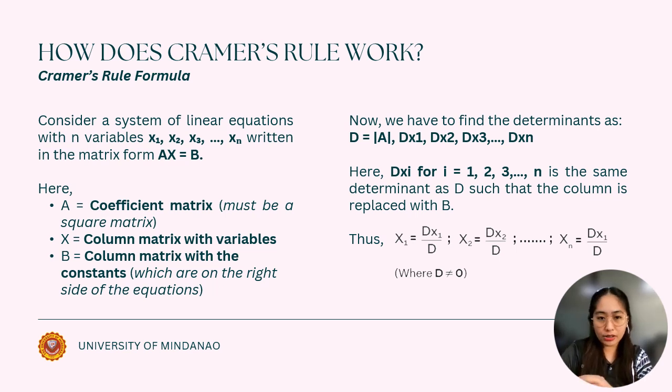So let's consider a system of linear equations with n variables, again, as discussed in the earlier slide. Now we have to find the determinants as seen on the screen. Here, D sub x_i, wherein i is equal to 1, 2, 3, and so forth, is the same determinant as D, except the i-th column is replaced with B. Thus, this formula is shown on the screen. And we note that D, the denominator in the formula, should not be equal to 0.